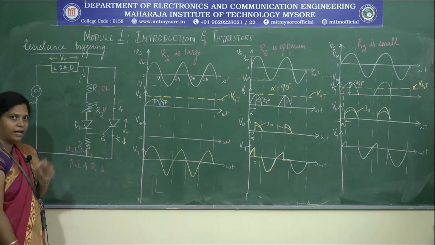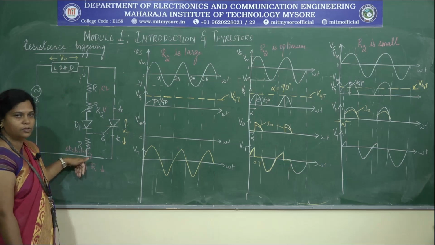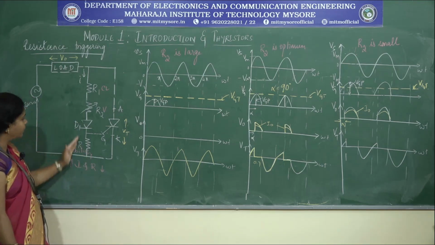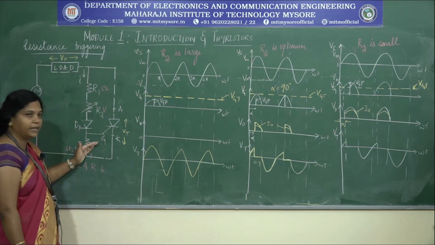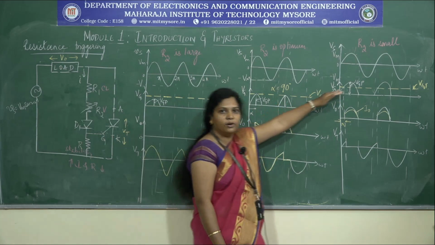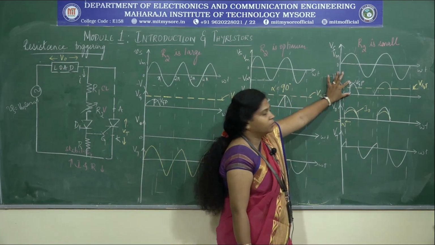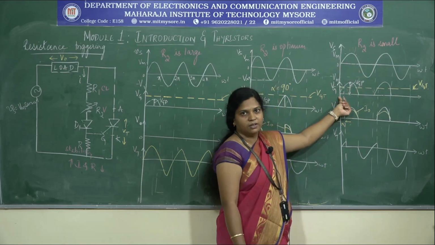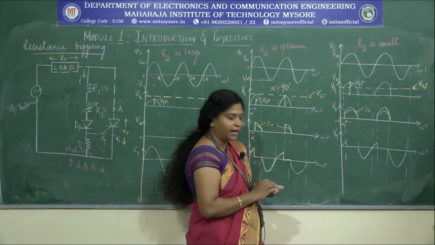When the value of R2 is very small, what happens? A large current flows through it, because we know that they are inversely proportional. So, when the value of R is very small, high current flows. High current flows means what happens? The threshold is already given. Before reaching the peak value itself, it is going to reach the threshold value. Okay.